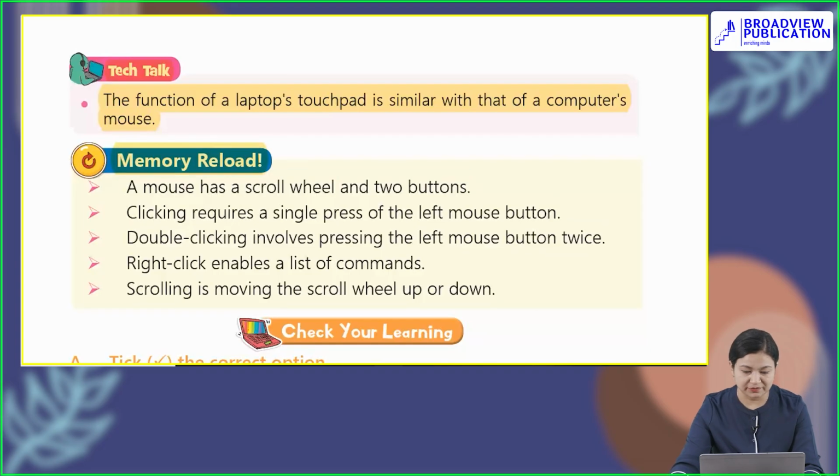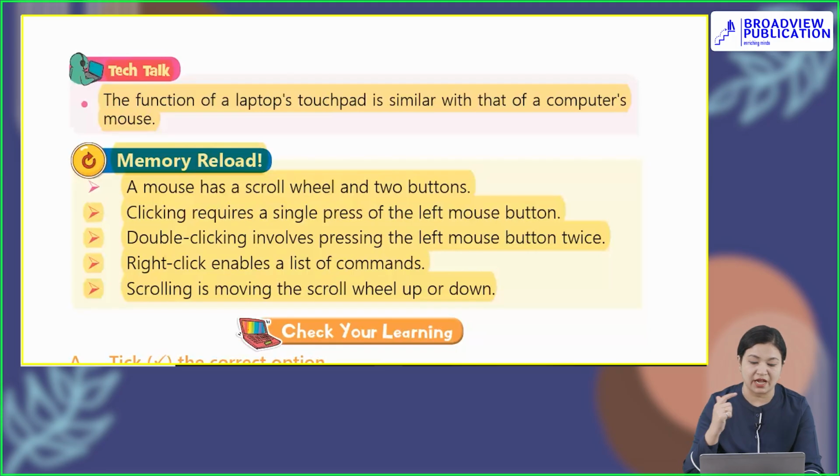Memory reload. A mouse has a scroll wheel and two buttons. Clicking requires a single press of the left mouse button. Double clicking involves pressing the left mouse button twice. Right click enables a list of commands. Scrolling is moving the scroll wheel up or down. So, in this chapter we learn about the uses of the mouse and we see how to hold a mouse.